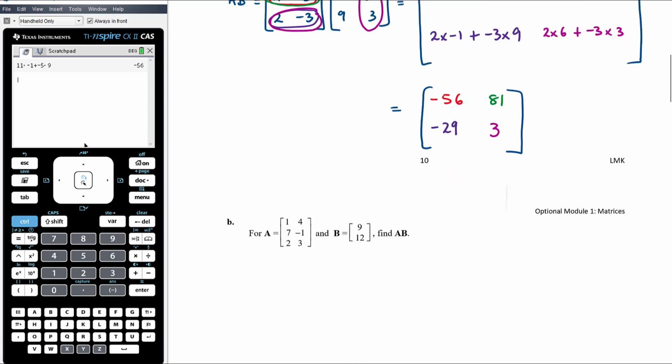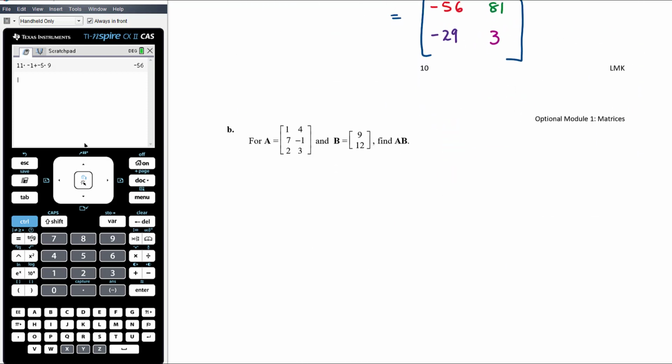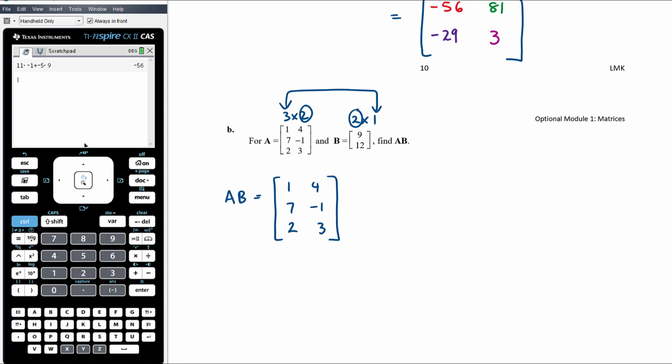Alright, let's have a look at another example. So we've got these two matrices. This is a 3 by 2 matrix. This is a 2 by 1 matrix. So it's going to be possible to do the multiplication, and the answer that we get is going to be 3 by 1. Okay. So let's write it out. We're going to have AB. It's going to be 1, 4, 7, negative 1, 2, 3 times B, which is 9, 12. And we know that the answer we're going to get is 3 by 1. I'll leave some space so I can write them in.